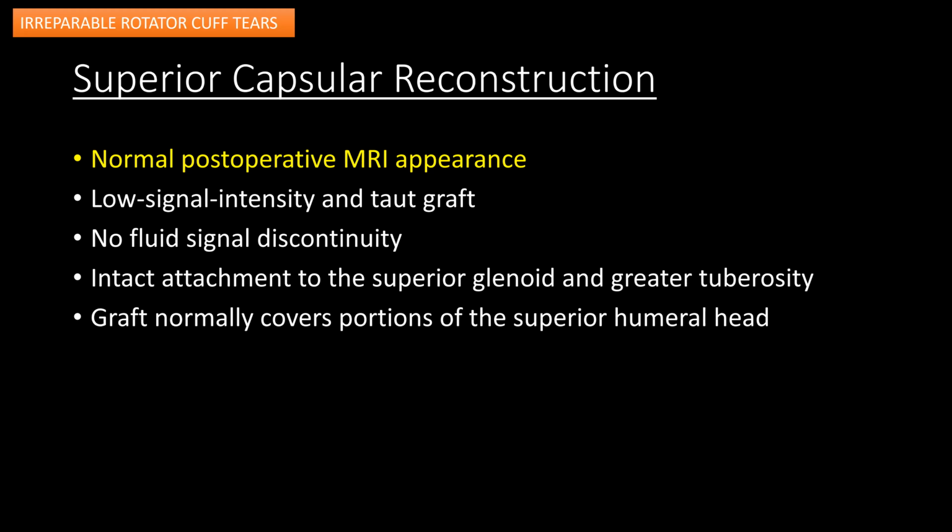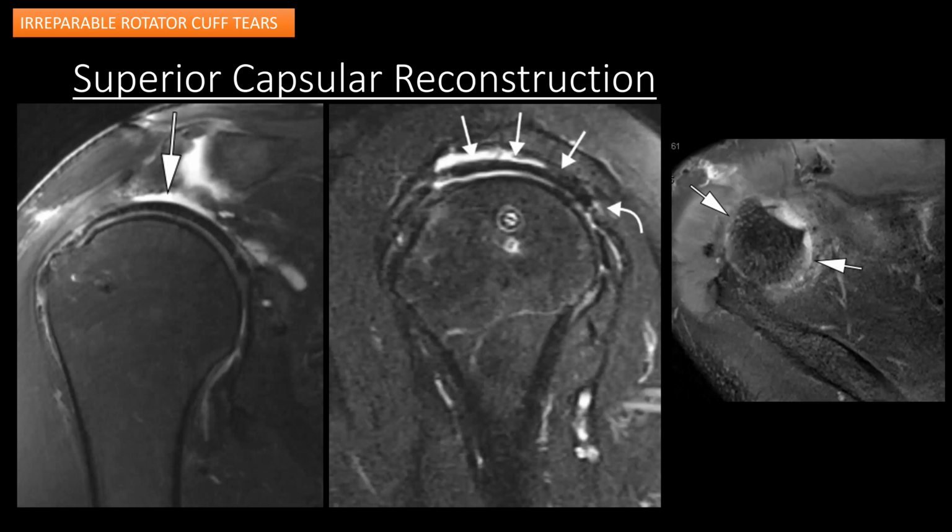And if there is any evidence or any signs of side-to-side attachment, you want to make sure that that is also intact. Here is an example of an intact superior capsular reconstruction, coronal and sagittal PD fat-sat images, showing that those are dermal allograft. As you can see, there's a pretty dark, homogeneous signal graft. The glenoid attachment is intact. The humeral attachment is intact. It is covering the humeral head apex.